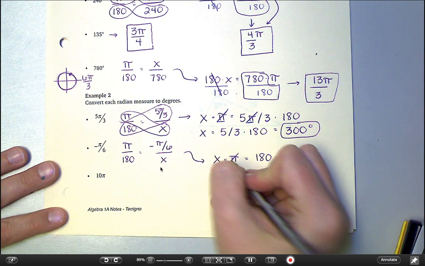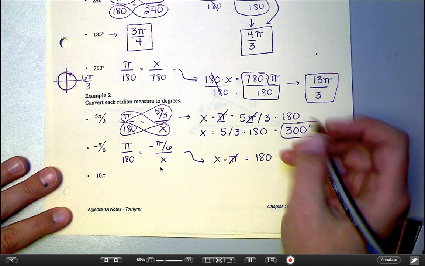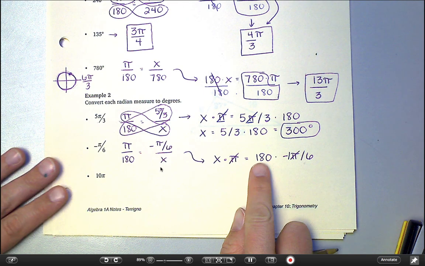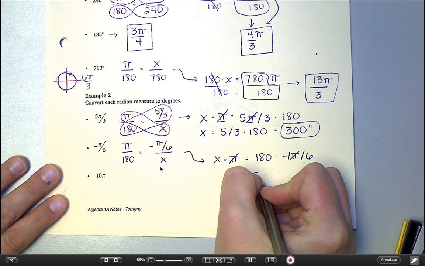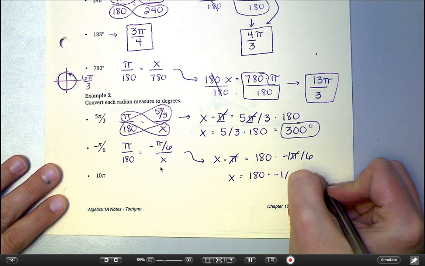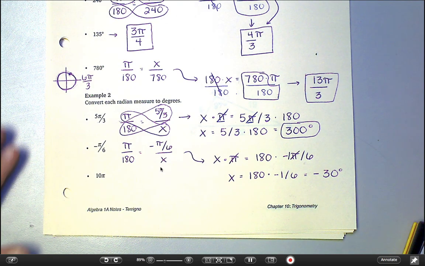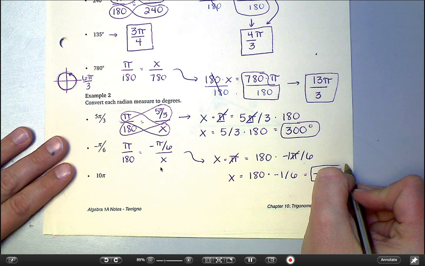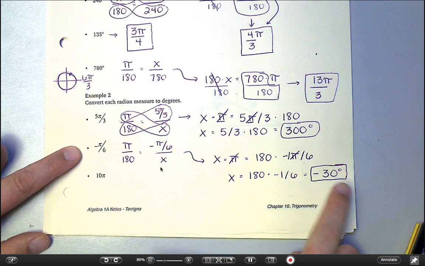So just like before, I'm going to cross out the pi's, but then you've got this negative sign just floating there. We need to keep in mind that there's really a negative 1 there. So this is really 180 times negative 1 over 6. And that should come out to be negative 30 degrees. And I don't want you to convert that. I don't want you to make it like 330 degrees or anything like that. I want you to leave it at negative 30, okay? Because negative 30 is equivalent to negative pi over 6.